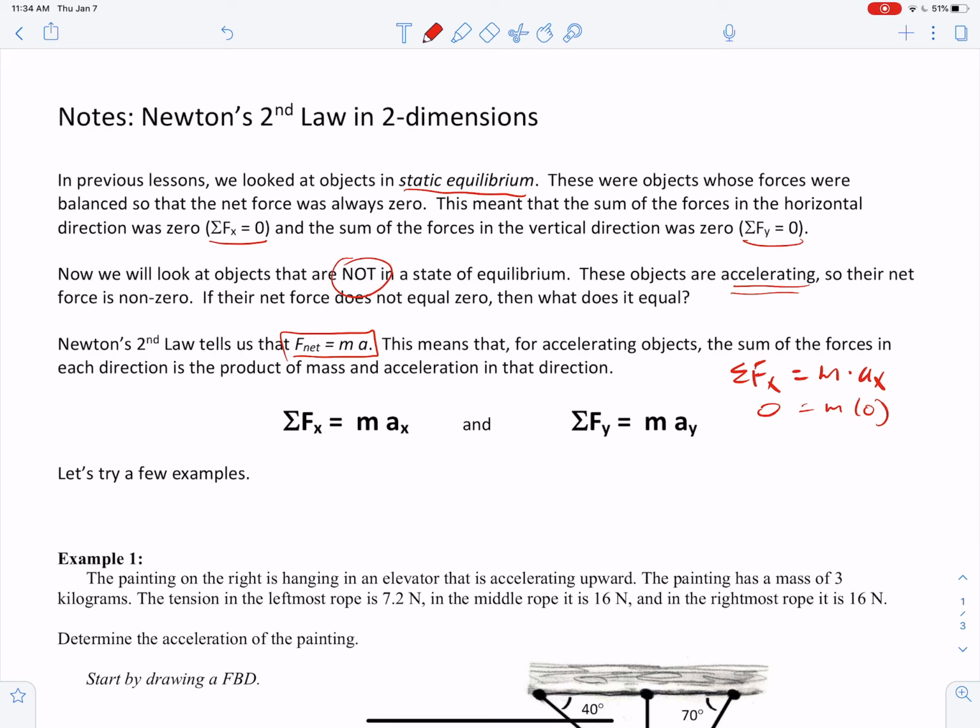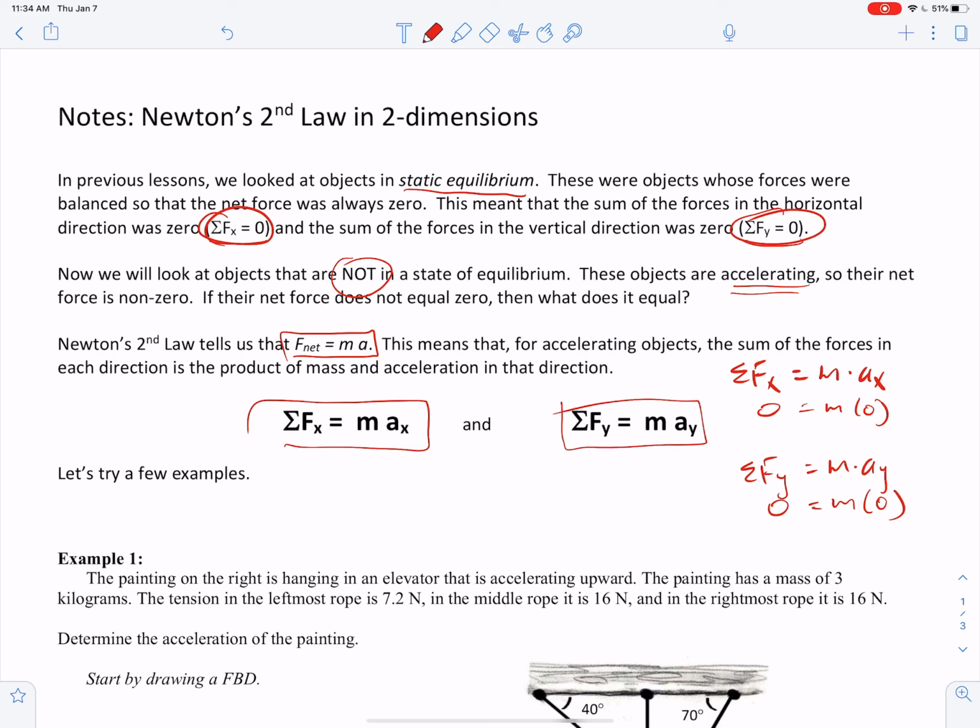And for an object that was at rest, we said, well, the sum of the forces in the y would also be equal to mass times the acceleration in the y direction. But again, for an object that's at rest, it's not accelerating. So its acceleration is zero, which means that the sum of the forces in the y direction was also zero. Okay, and that is why this made sense and this made sense, right? Because the acceleration was zero. But now that the acceleration is not zero, we're going to use this for the x direction, this for the y direction. Okay, let's try a few examples of that.